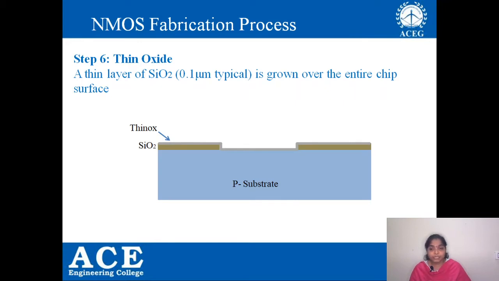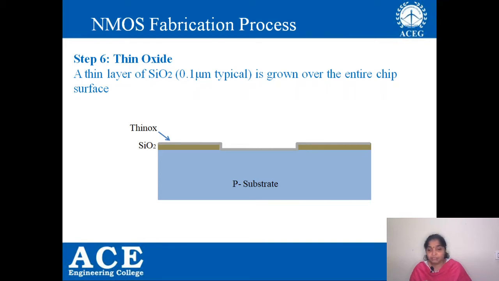So how do you get this thin oxide? We heat this substrate to around 1200 degrees centigrade. Later we send oxygen gas onto the total surface, so that we have a silicon dioxide layer over the total surface of the substrate. But the thickness is only around 0.1 micrometer.